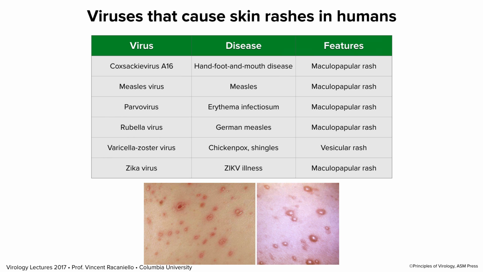And here we have two different kinds of rashes. So obviously this is a consequence of the blood bringing virus to the skin, typically via a secondary viremia. And only certain viruses will cause a rash. It's typically an immune reaction in the skin that's causing this. I have two different kinds of rashes listed here.